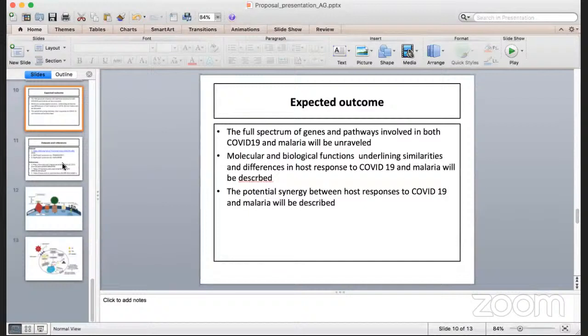We are expecting to obtain the full spectrum of genes and pathways involved in both COVID-19 and malaria, and then to describe the molecular and biological functions, underlining the similarities and differences in the host responses to COVID-19 and malaria. And then we look at the potential synergy between these host responses to COVID-19 and malaria.